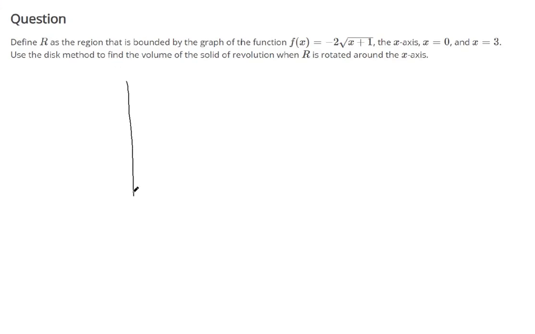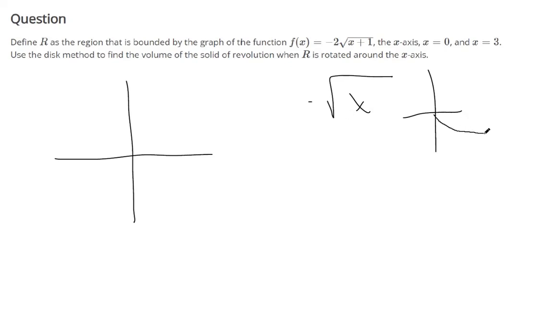Okay, so let's draw this two-dimensional region, and then we'll talk about revolving it around the x-axis. So negative 2 times the square root of x plus 1. If we know the square root of x graph looks like this, then we know negative square root of x means all those y values just turn from positive to negative. So it should look like this.